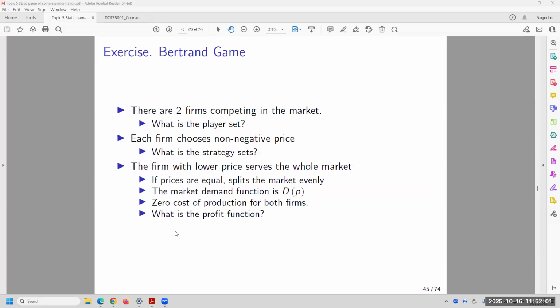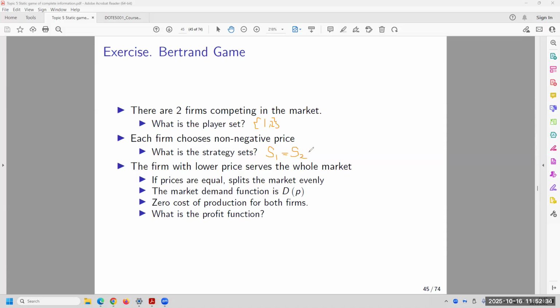Let's consider an exercise. Let's do the Bertrand game. I think it's good to quickly do this exercise together. What are the players in this Bertrand game? We have players 1 and 2. What is the strategy set? The strategy set S1 is the same as S2.